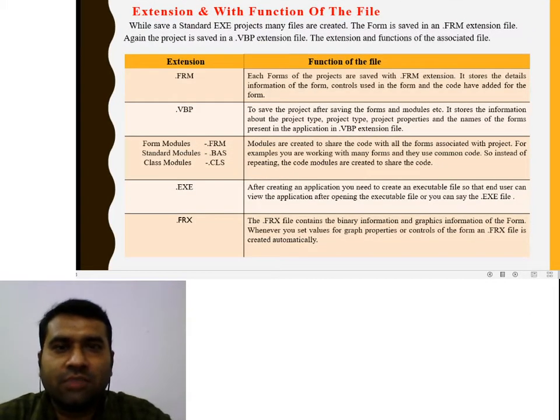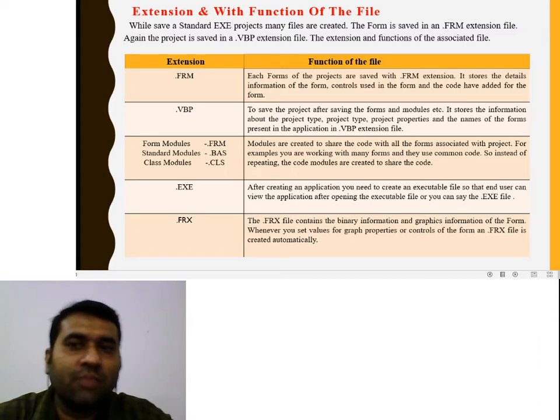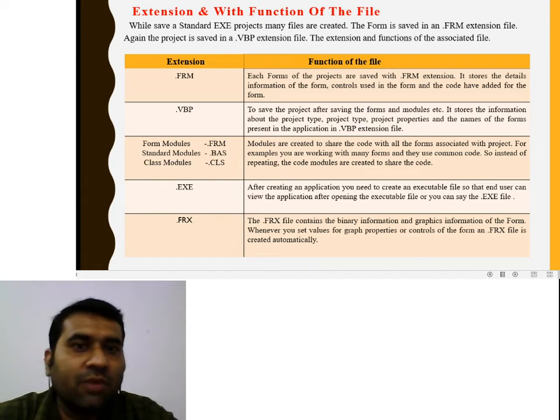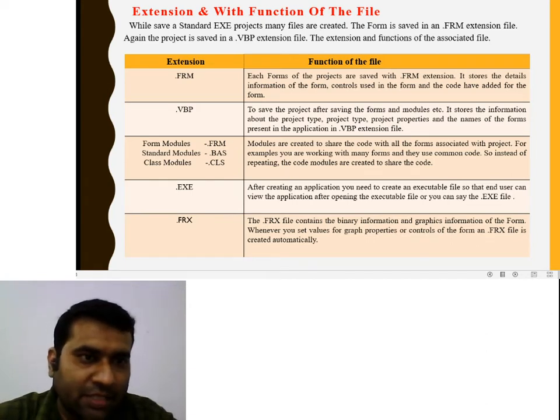Extension and the function of the files. While saving a standard EXE project, many files are created. The form is saved with the .frm extension. Every time in Visual Basic, the file is saved with the .frm extension. The project, when you make any project in Visual Basic, has the .vbp extension. Each form of the project is saved with the .frm extension.